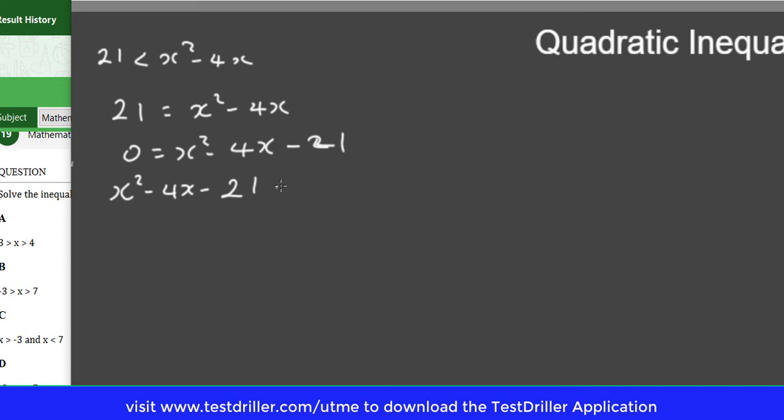So let's solve for x. To solve for x, you simply ask yourself, what are the two numbers? I'm using the factorization method. You can use any method you want to use. What are the two numbers I need to multiply to get minus 21, then when I add them up, I'm going to get minus 4? If you think about it carefully, you'll see that those two numbers are minus 7 and 3. That will give you minus 21. But to get minus 21, you have to do the following.